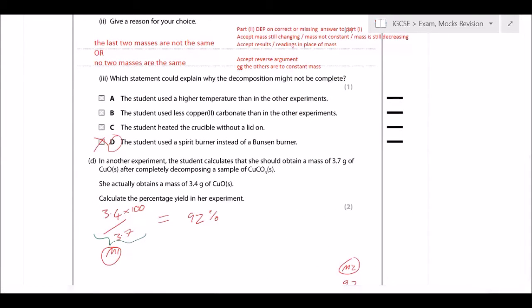Which statement could explain why the decomposition would not be completed? And that is the student used a spirit burner instead of a Bunsen burner. So the spirit burner may have run out of fuel, okay, or not hot enough.